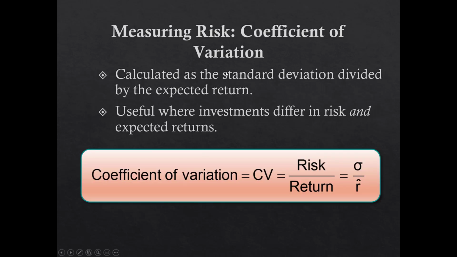When we measure risk, we measure a coefficient of variation, and that's calculated as the standard deviation divided by the expected return. And when you have investments where the expected return and the risk level are different, risk is measured by standard deviation, expected return is measured by R hat. This coefficient of variation gives you essentially a level set, so you can compare apples to apples.